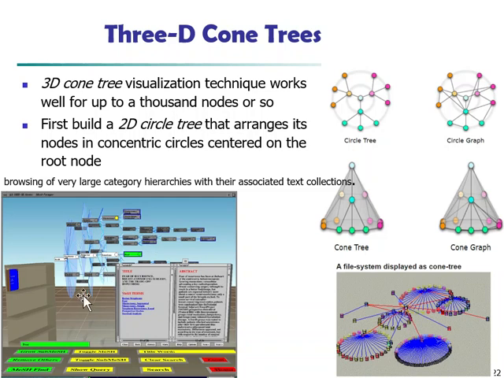When you perform an information retrieval task, for example to find articles published on COVID, you can follow this structure and find the right category for COVID, for example coronavirus, diseases caused by coronavirus, and that helps you search for documents. A file system, anything that's hierarchical, can be represented using 3D cone trees.